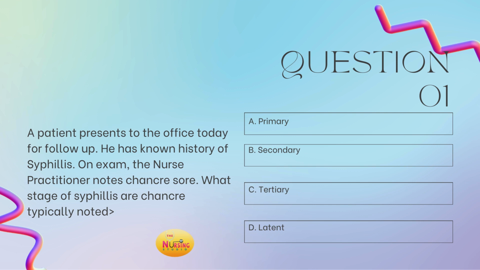So here it says what stage of syphilis are chancres typically noted. So this is direct knowledge, right? So you should go straight to A, primary, because chancres are that first initial thing that they may see. That's considered primary. Remember, secondary is when you see the rashes on the palms of the hands and the soles of the feet. You can have a latent phase where they're asymptomatic. And then tertiary is that final stage that's very severe where they have those neurologic changes and deficits.